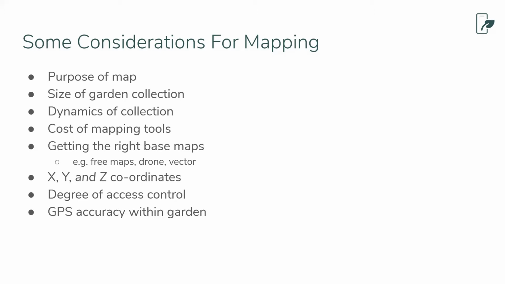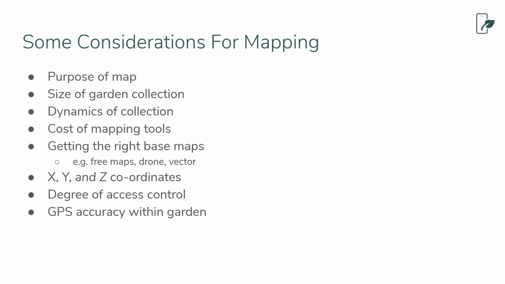Getting the right base maps. So there are a lot of different base maps. This is the first map that you see on that view, if you like. There are free options available that are open source that anybody can access and download. You might have things like a drone map that's a bit more of an aerial representation of your garden, or you might have handmade maps that are based on vector representations. So these maps have an infinite zoom capability. So there are lots of base map options out there.